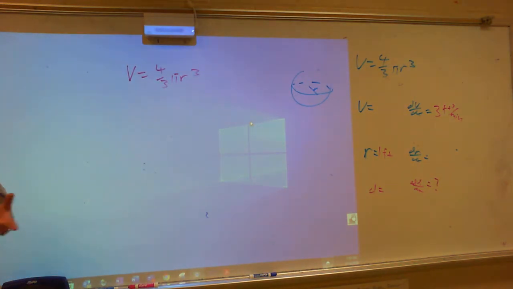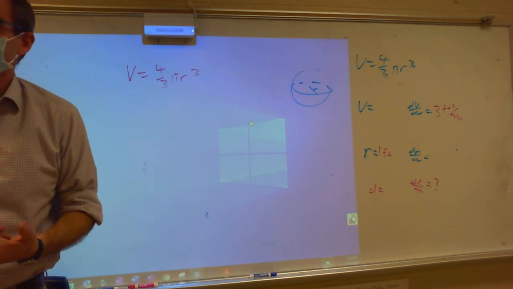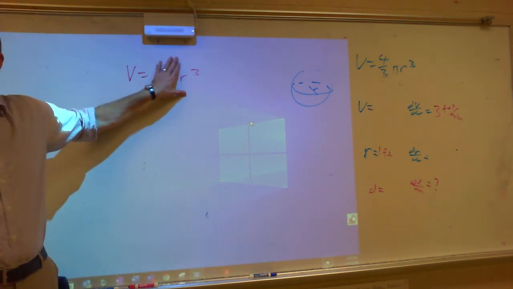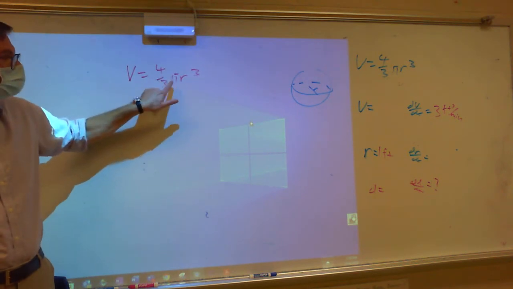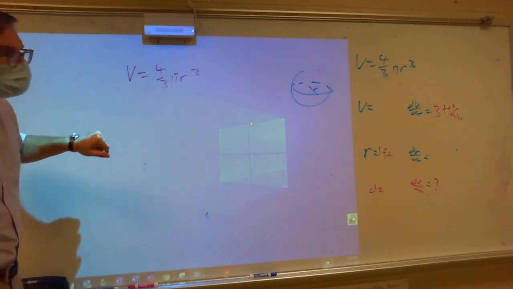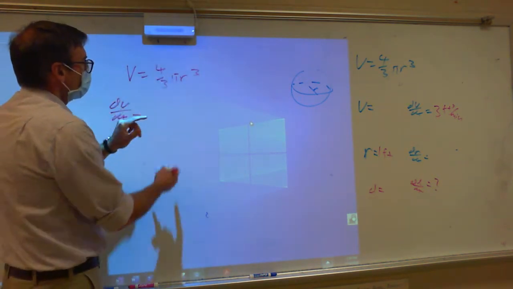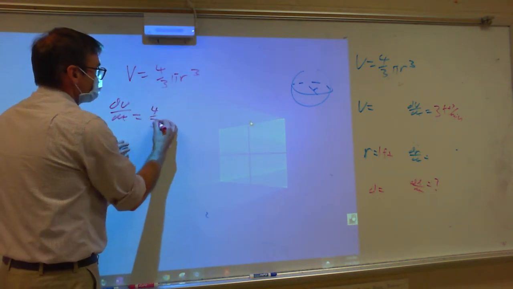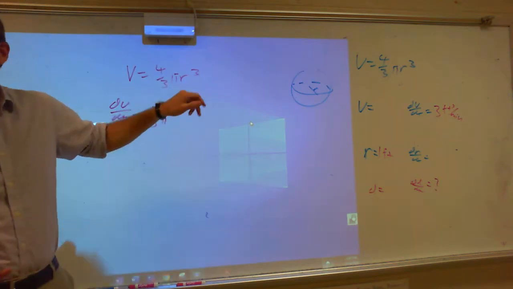derivative. Curious, do I need to use the product rule? No. Why? These are just constants. Anytime you have constants multiplied times something, this is just like decoration. So when I take the derivative of this side, that's going to give me dV/dt equals, this is decoration, so I'll just write that down as 4/3 pi. And what's the derivative of this?